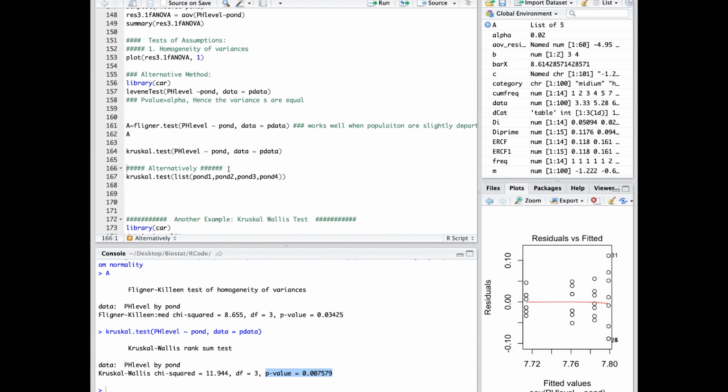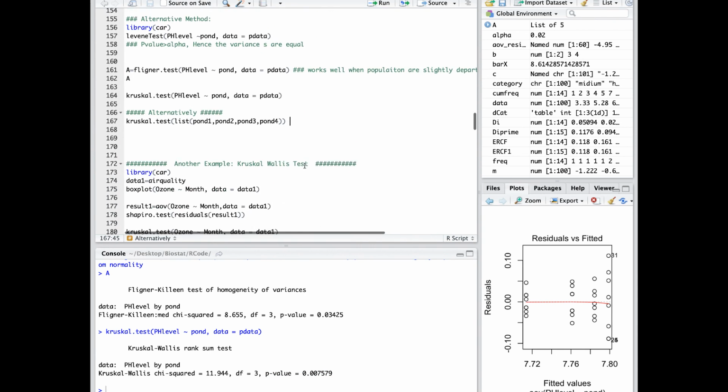Now there is an alternative way you can test. You can use the Kruskal-Wallis test. You can do Kruskal test, and you don't have to write pH level, then that curly sign, and then pond. What you do is you can do list and then pond 1, pond 2, pond 3, pond 4. What it does is it compares the median, or central values you would say, of these 4 groups. Okay guys, so this is what we got.